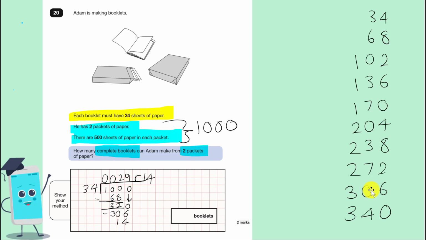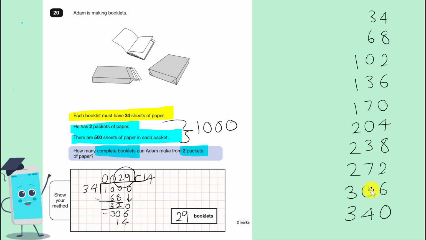Now, something else I've seen people do is to write the answer in as 29 remainder 14. But if I look back to my question, how many complete booklets can Adam make? Well, he can make 29 complete booklets. 29 booklets will have 34 pieces of paper in it, and there'll be 14 spare pieces of paper left. But the question wants to know how many complete booklets can be made. So our answer is this. It's 29 booklets.